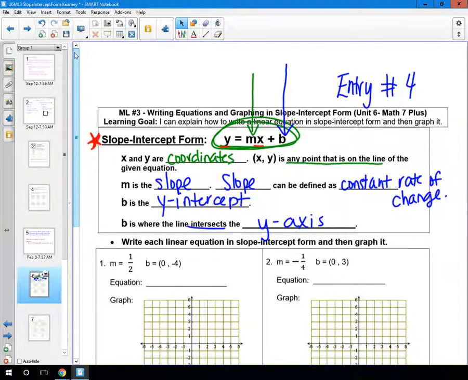So just to recap, here we go. Ready? You ready to sing? 1, 2, 1, 2, 3, 4. Y equals mx plus b. Y equals mx plus b.